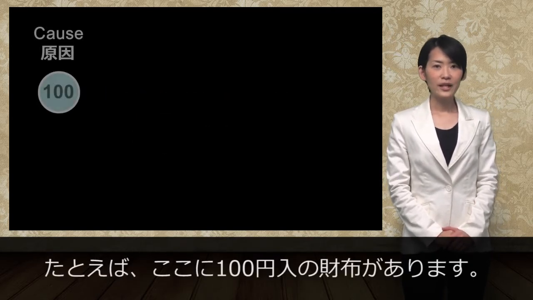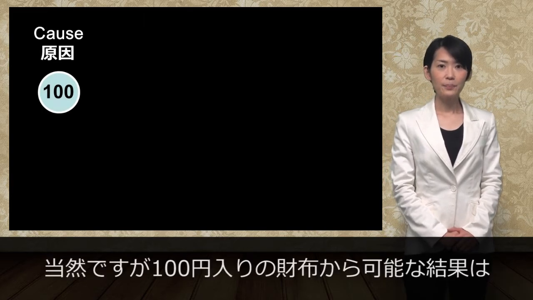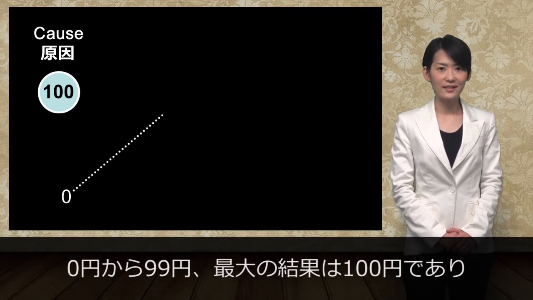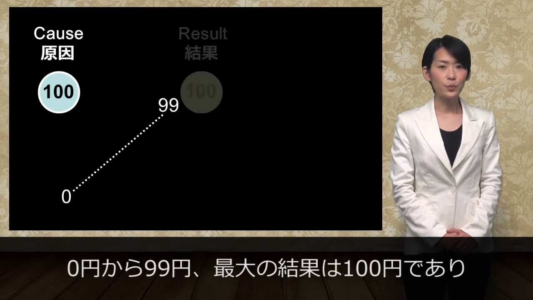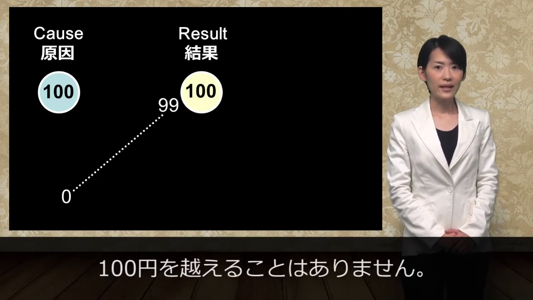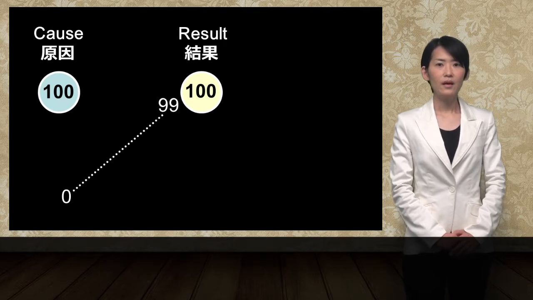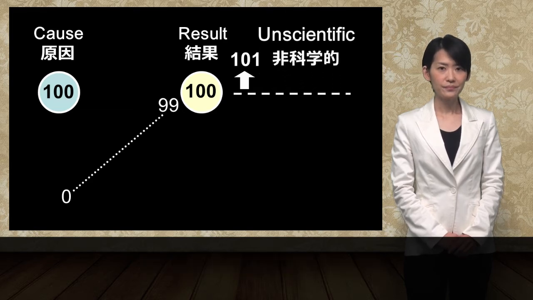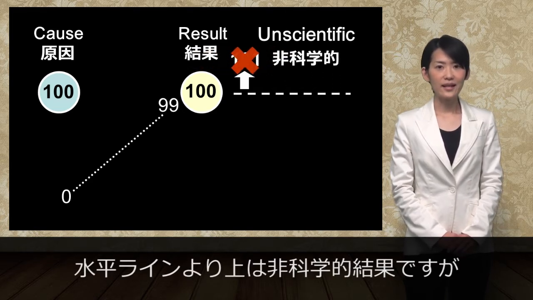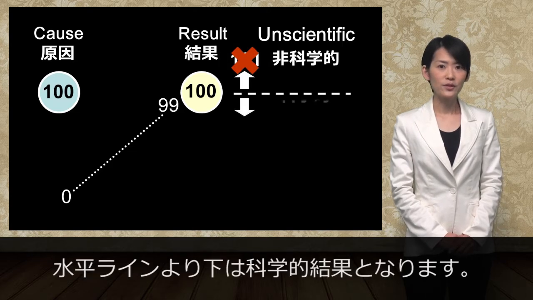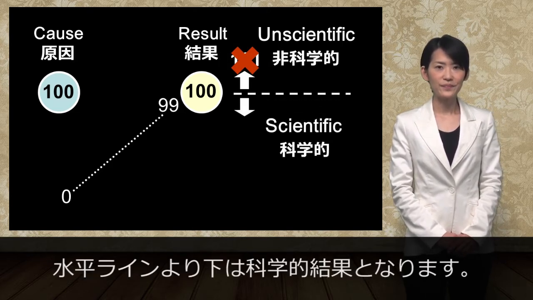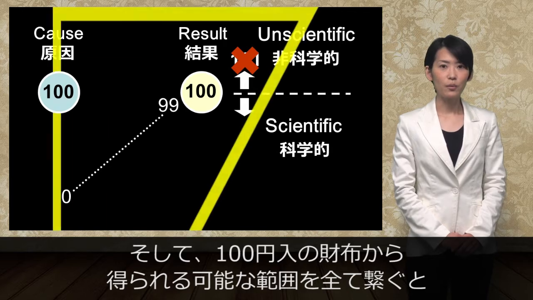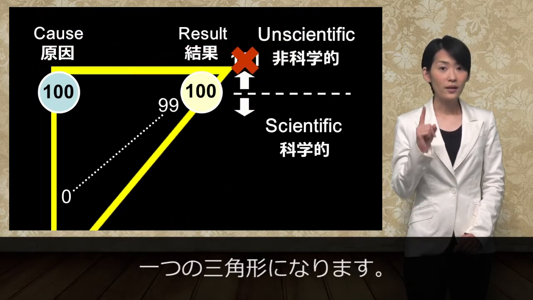For example, here is a wallet. Naturally, the possible result from a wallet with $1 worth is 0 to 99 cents. The maximum result is $1. It will not exceed $1. If you could take more than $1, that is not a scientific result. Over the horizontal line is not a scientific result, and below the horizontal line is a scientific result. And if you connect all the possible ranges from that wallet, it becomes one triangle.